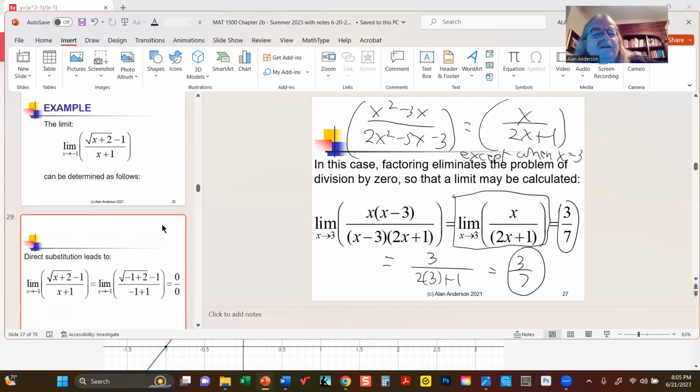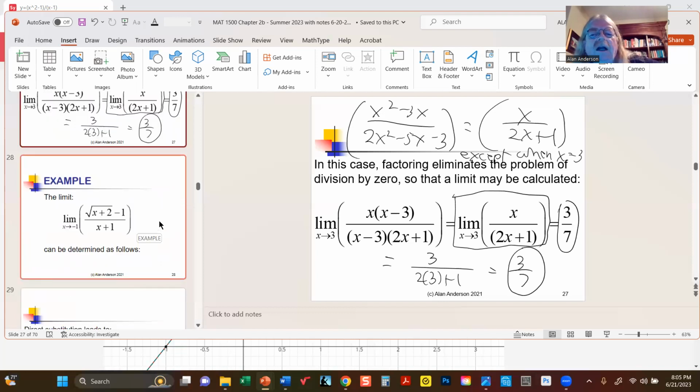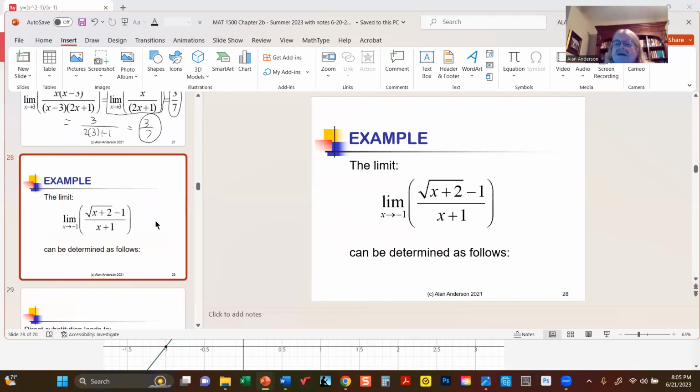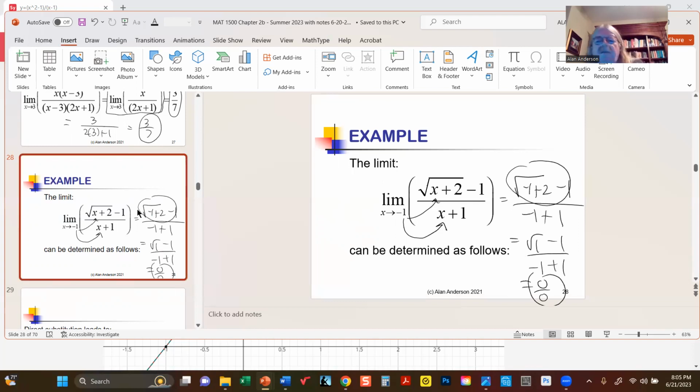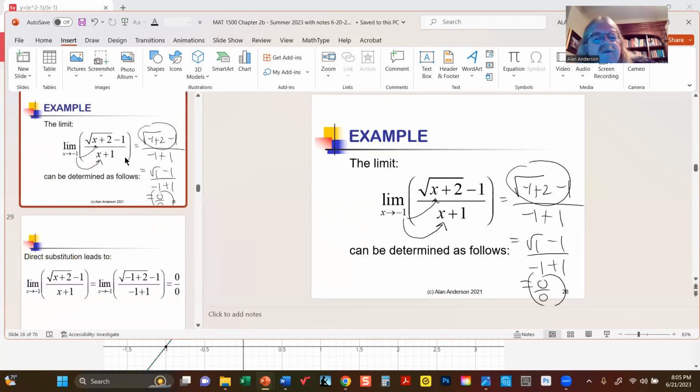Now look at this one. Now we're going to have a slightly different approach this time. The limit as x approaches -1, clearly I'm going to end up with a problem here. So this is radical 1, and I ended up with 0 over 0. Oh my God, what am I supposed to do?